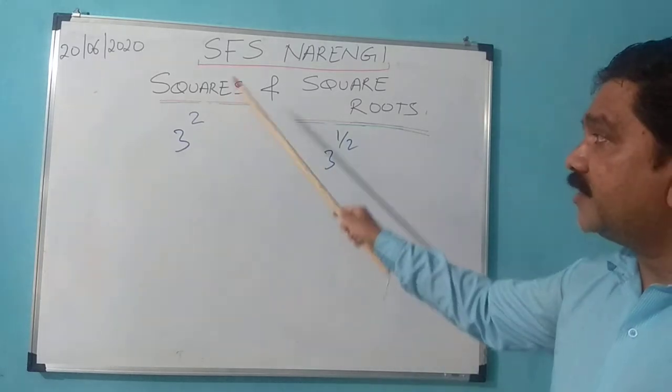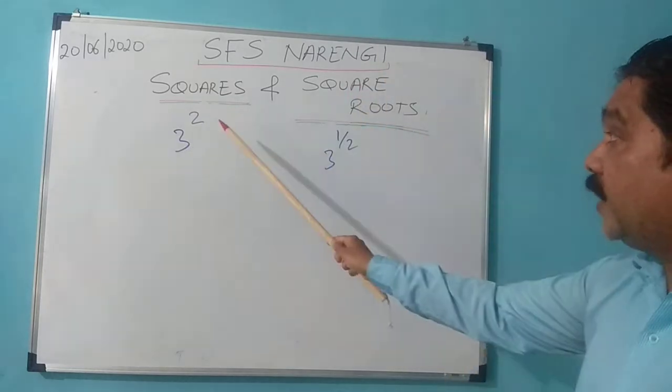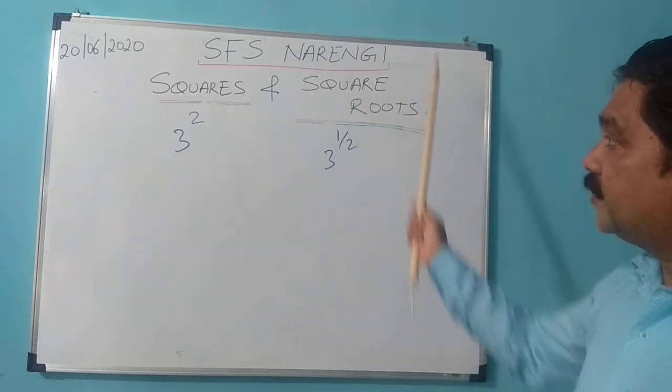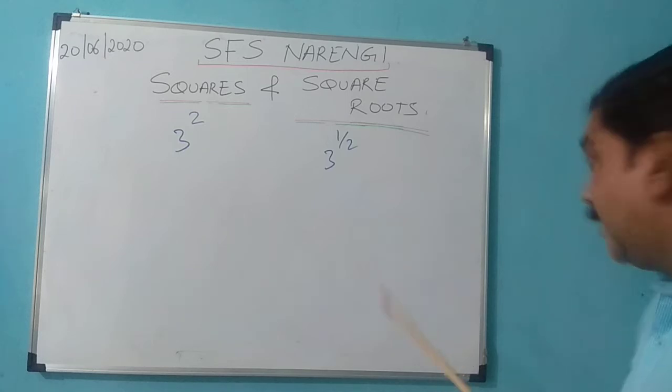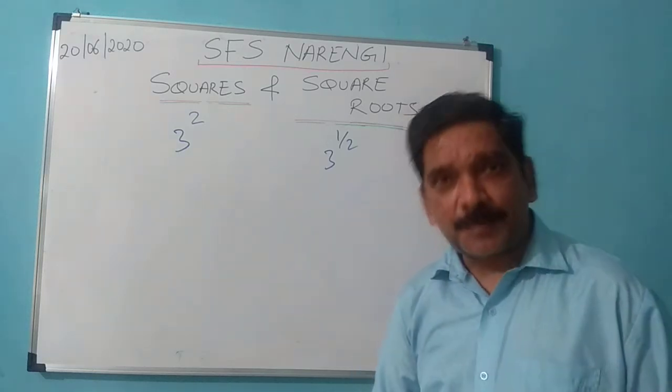Alright, this was a small definition about squares and square roots. Square is the opposite of square root and square root is the opposite of square. Clear? Okay. Yesterday we studied about Pythagorean triplet.